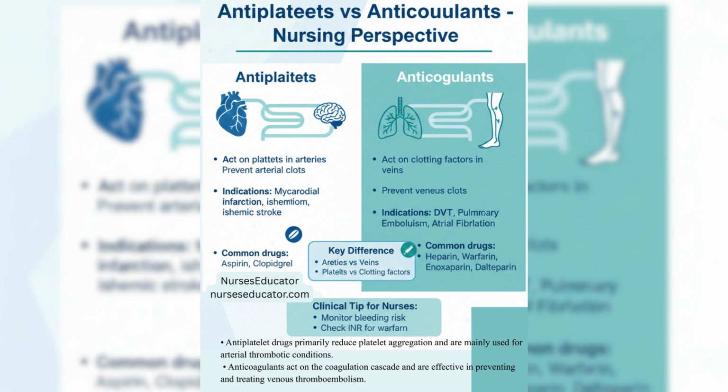In simple exam terms, antiplatelets target arterial clots, while anticoagulants target venous clots. This comparison is frequently tested in NCLEX questions.